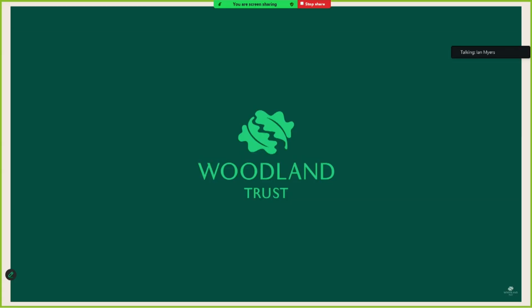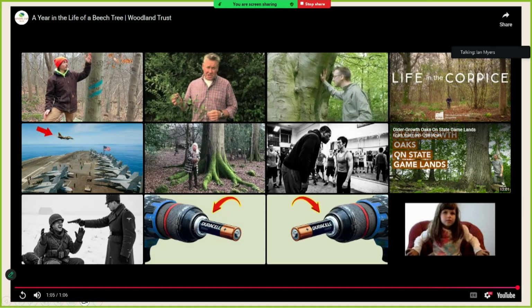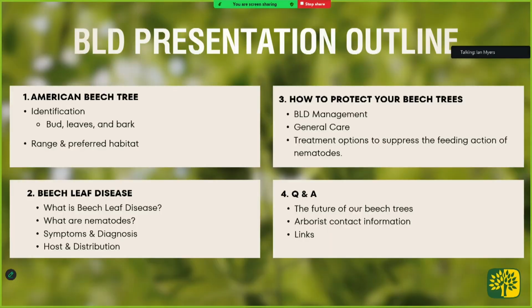Excellent. So you can see why we're concerned, right? Beech trees are very stately trees. They're a lovely tree in the landscape.